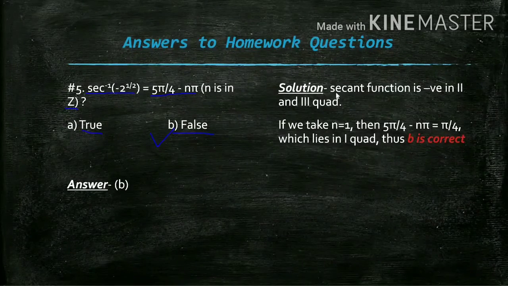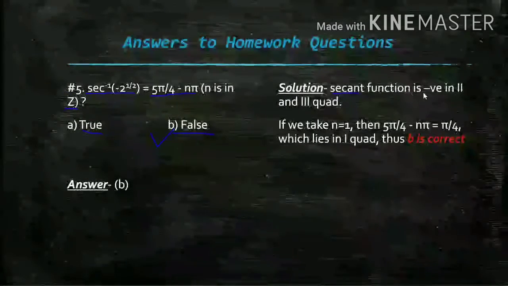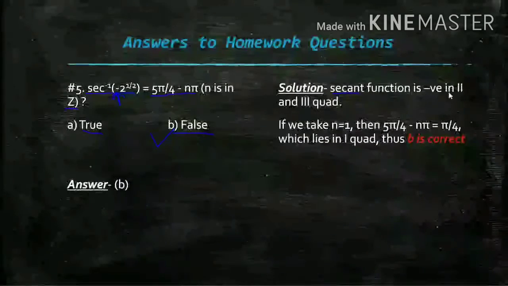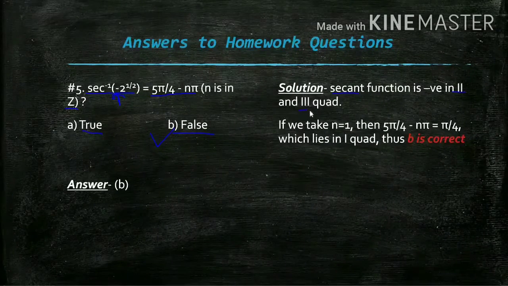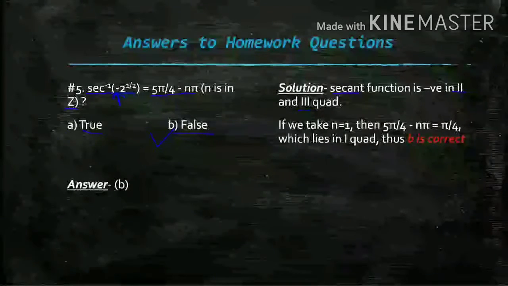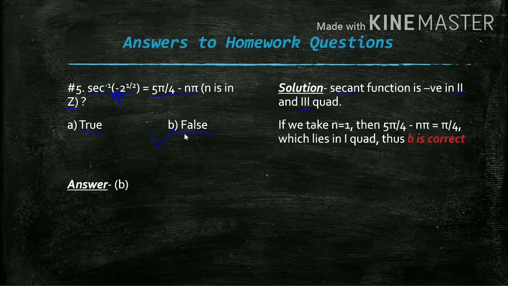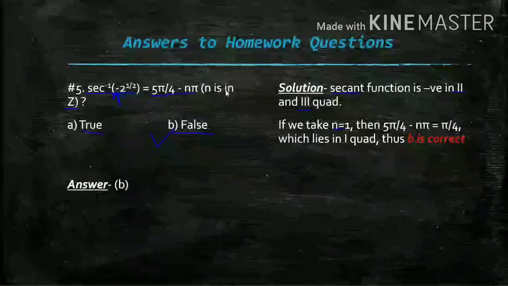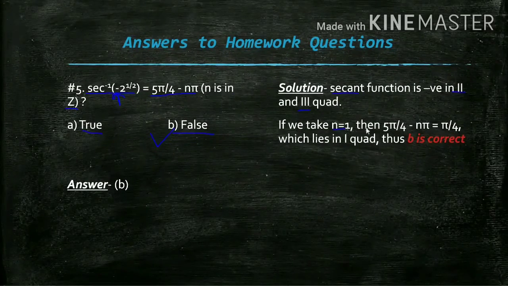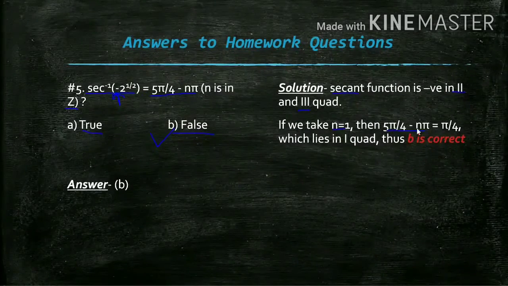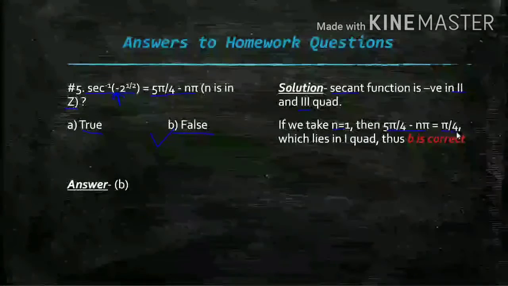First things first. Secant function is negative. I am talking about negativity because it's written minus root 2. So secant function is negative in the second and the third quadrant, correct? Now, to say whether it's true or false, you can directly see: if I just take n equals 1, because n is an integer and it can take any integer value, then 5 pi by 4 minus n pi would be nothing but 5 pi over 4 minus pi, which is nothing but pi by 4.